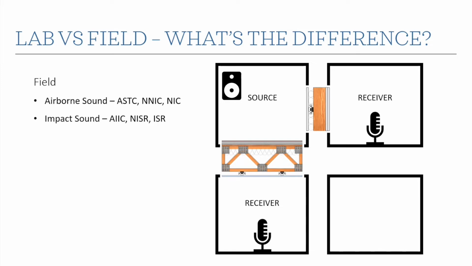Field is different. So first, we'll start with the metrics. For airborne sound, we have ASTC, NNIC, and NIC. They're all basically measured the same way as an STC rating. You make noise in this room, measure how loud it is, measure how loud it is down here, take the difference, do some calculations, right? The difference between those three metrics is really just room conditions and some nuanced stuff like that.